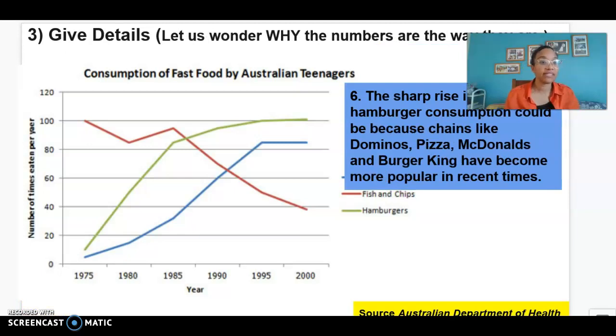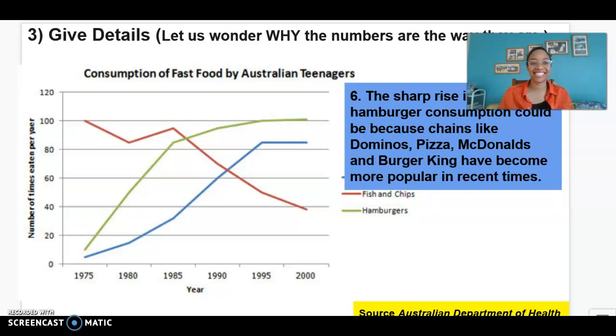The sharp rise in pizza and hamburger consumption could be because chains like Domino's, Pizza Hut, McDonald's, and Burger King have become more popular in recent times. In this section of giving details, we want to wonder why the numbers are the way they are. At the end of the day, we don't necessarily care about the actual number, the data per se. We want to know what that data means. Why do we think people are eating more of a certain type of fast food than the other? Why are some numbers different? Why do they change? This gets at the actual knowledge we're trying to find.